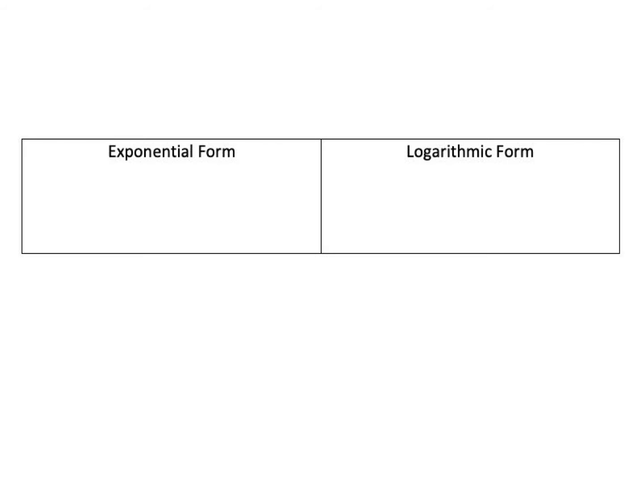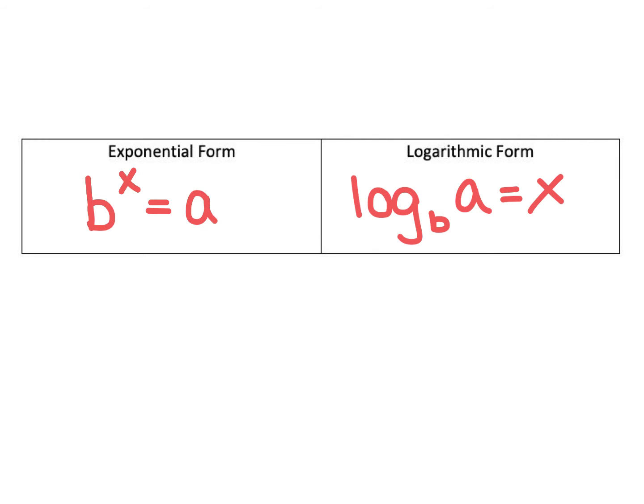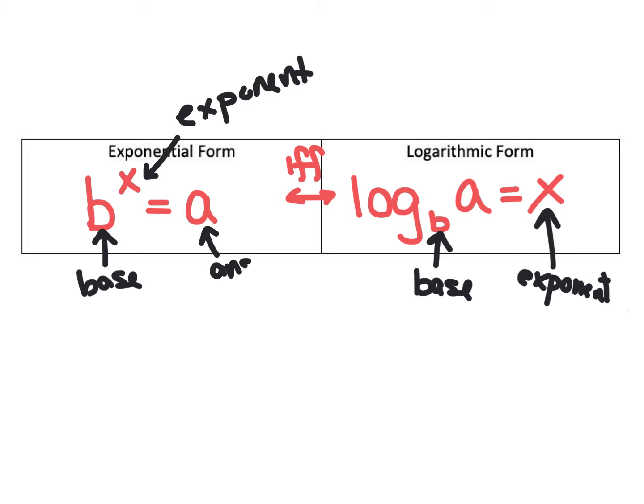So you're very familiar with exponential form, where I have some base raised to an exponent equals some value. Well, that's equivalent to, in logarithmic form, that log base b of a is equal to x. So these two statements are equivalent. This is what we call an if and only if statement. So b is my base, x is my exponent, and a is the answer, sometimes called the argument. So notice that a logarithm is producing an exponent. Log base b of a is equal to x.